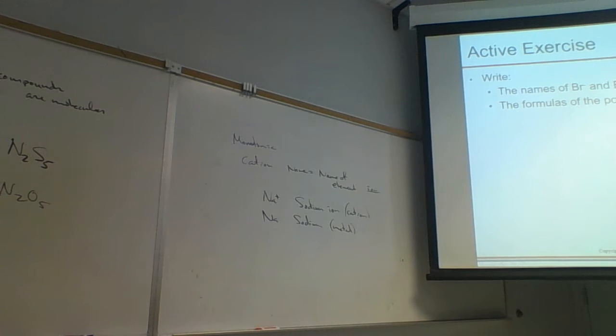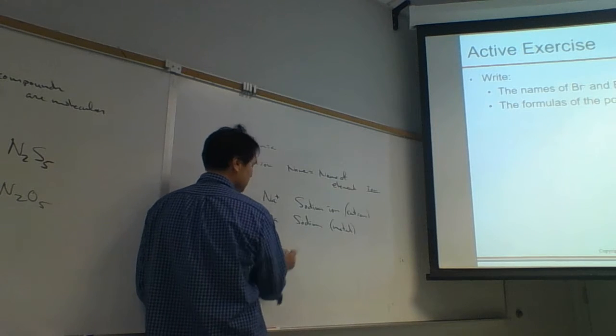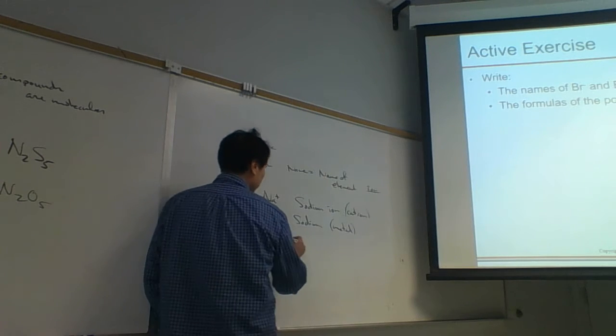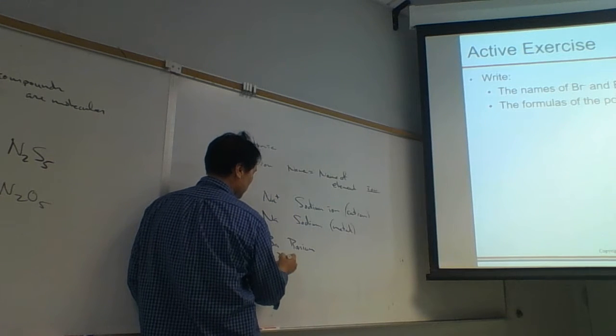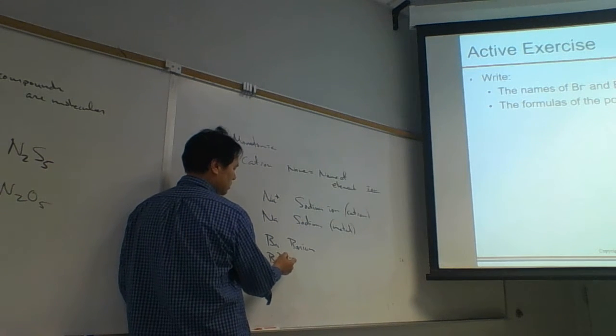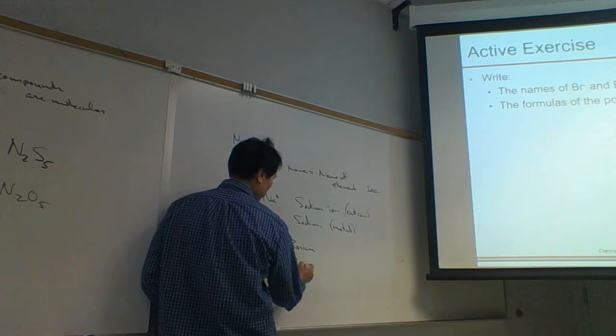All right, some of the charges are higher. So, for example, what element is this? Barium. This is barium. And therefore, what would you call this? Now, barium has a 2+ charge, or +2 charge. Yeah, this is called the barium ion.